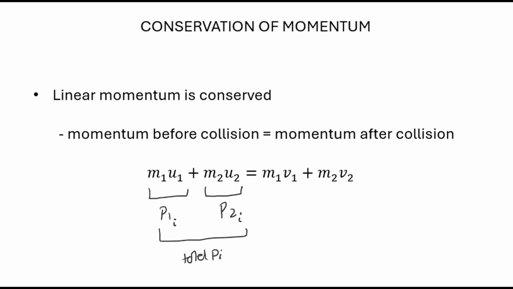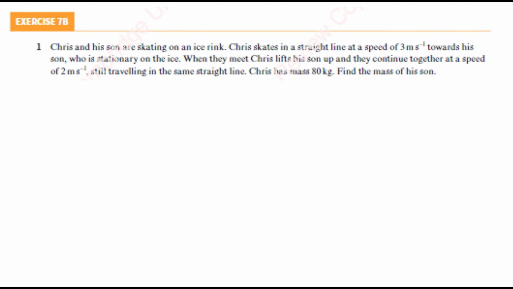initial momentum, so before the collision. Then we'll have m1v1, the mass of the first object times its final velocity v1, and m2v2, the mass of the second object times the final velocity of the second object. So this will be p1, and that's your final momentum, and the momentum of the second object, that's your final momentum. So the sum of those two will be the total final momentum. And this is the basis of this section.